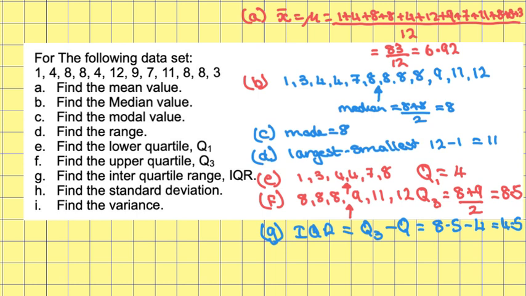H, the standard deviation, and I, the variance. I'm going to use a calculator to do these, and I will also show you that you can actually find all the others using the calculator.